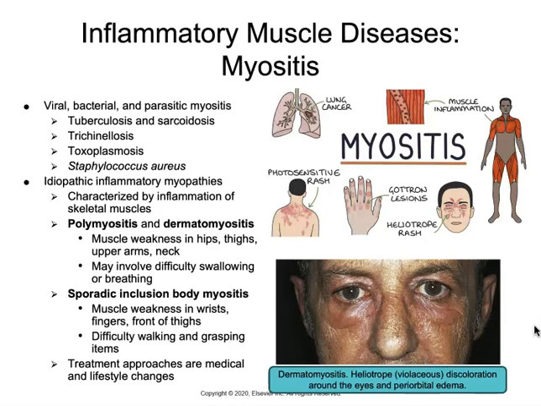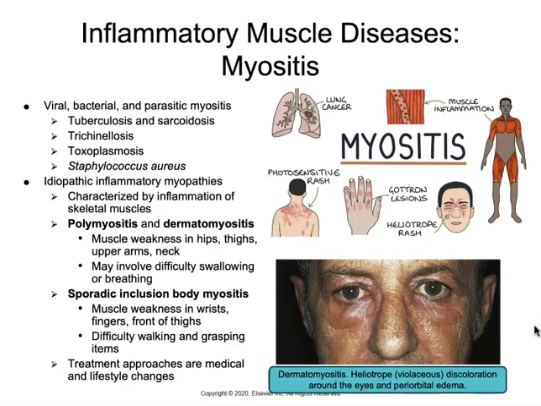Now, when it comes to idiopathic inflammatory myopathies, we'll see that they too are characterized by inflammation of skeletal muscle and would include what we call polymyositis and dermatomyositis, and we'll soon talk about inclusion body myositis. And these are all autoimmune disorders. So when we talk about our polymyositis, or PM, and our dermatomyositis, or DM, we're going to see muscle weakness in areas of the hip, thighs, upper arms, and neck, and it may involve difficulty swallowing or breathing.